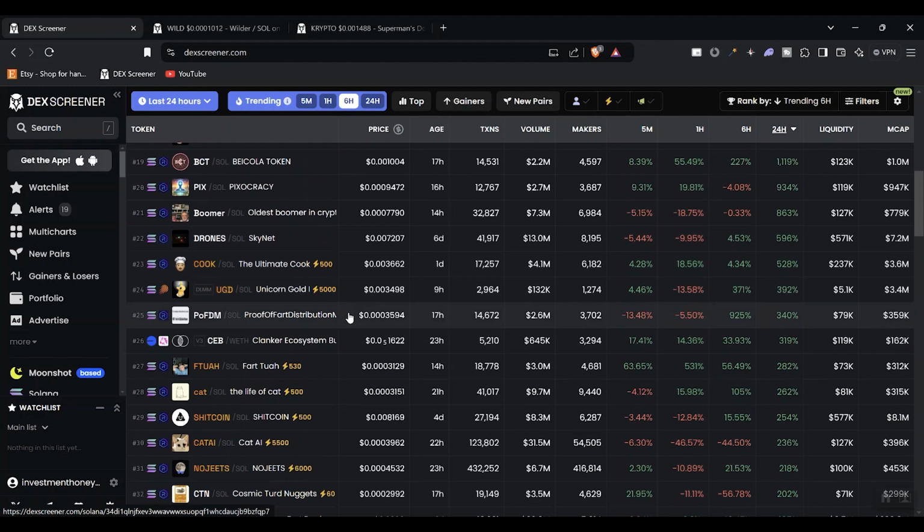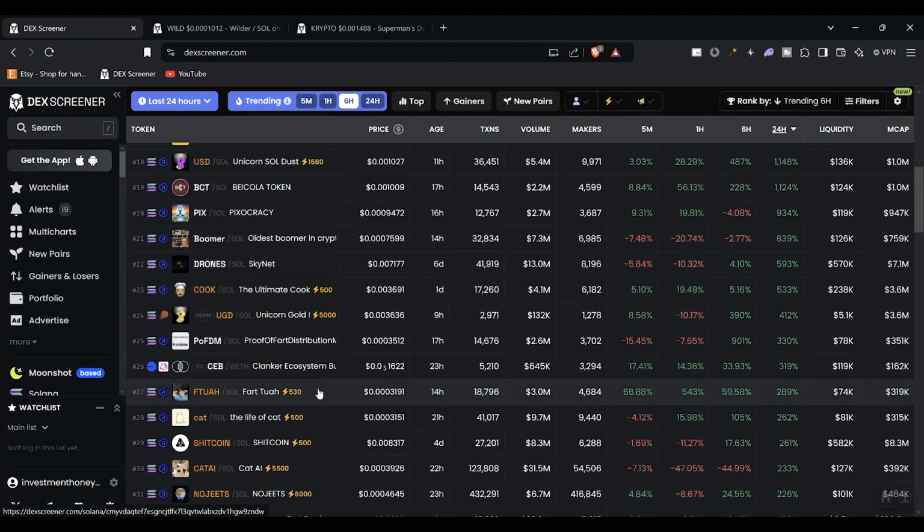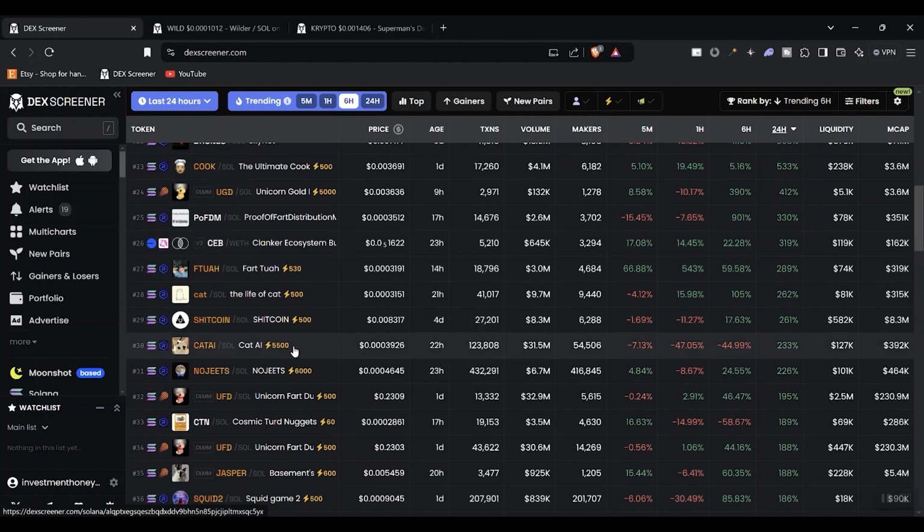Let's see, Fart Tua. So yeah, there's been a lot of fart coins going on lately, so not really sure about this farting meta, but it is what it is. Unicorn Gold, no. Let's see here. Let's take a look at another one. No Jeets. Okay, let's take a look at No Jeets. Okay, so here we go.